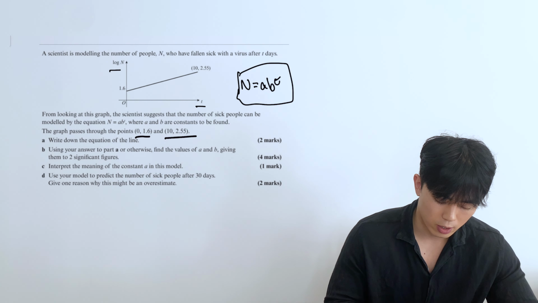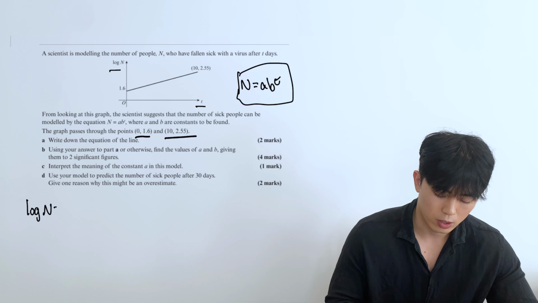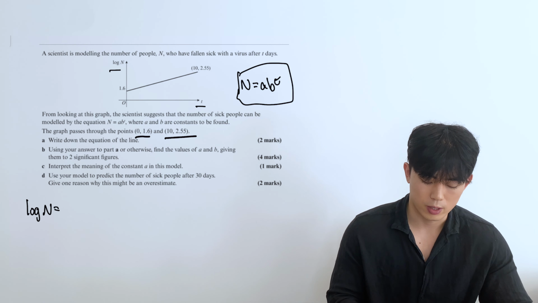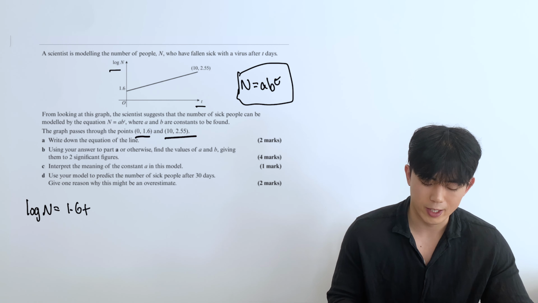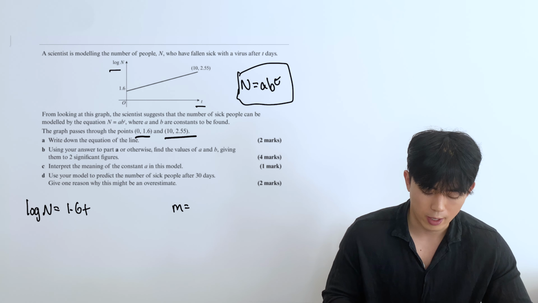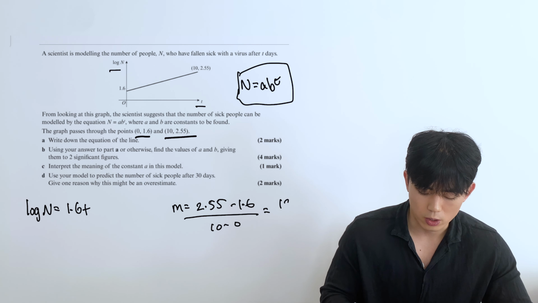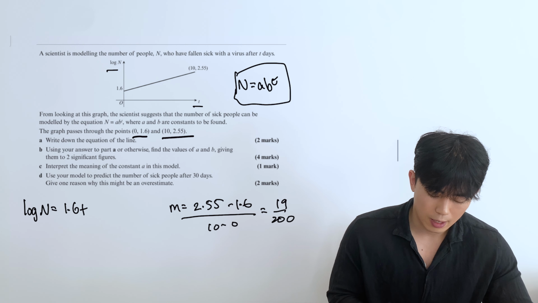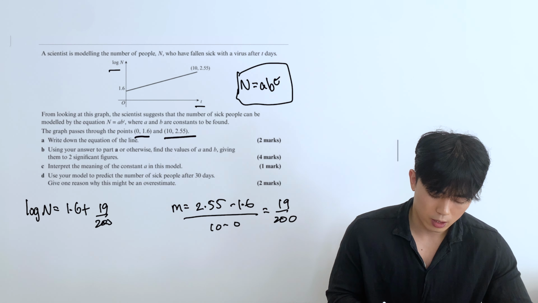So the straight line equation, log n is equal to, the y-intercept is 1.6, right? So 1.6 plus the gradient we need to find. So the gradient is going to be changing y with changing x, so (2.55 minus 1.6) over (10 minus 0), which will give you 19 over 200. So it'd be 19 over 200 times t, like this.